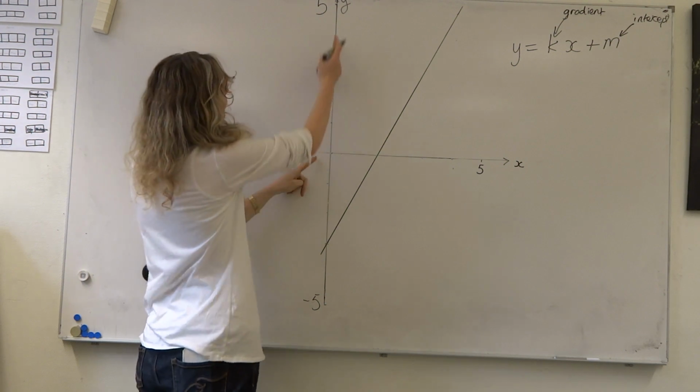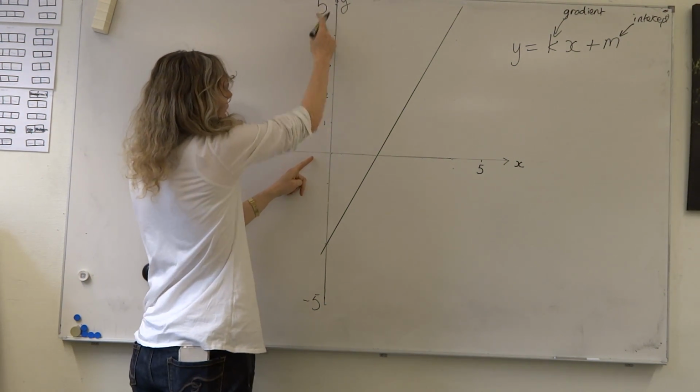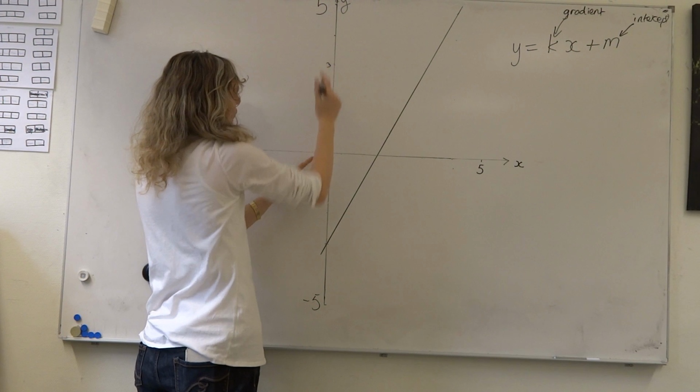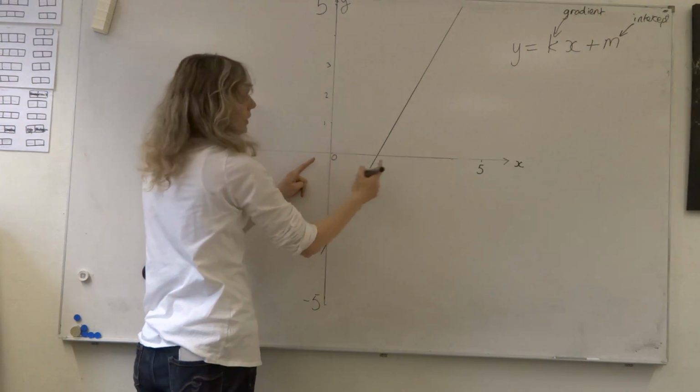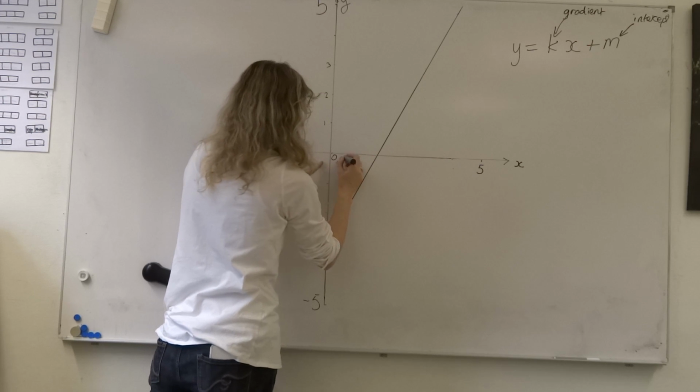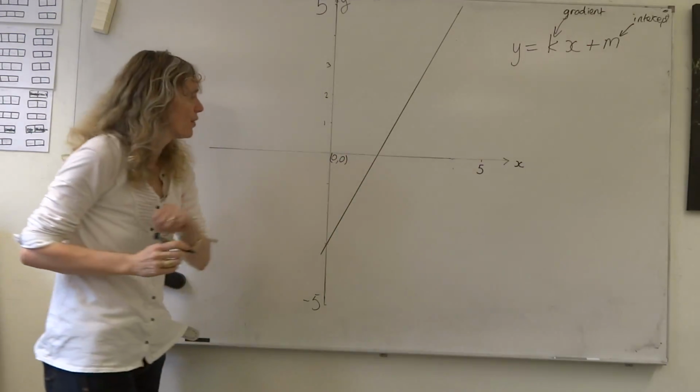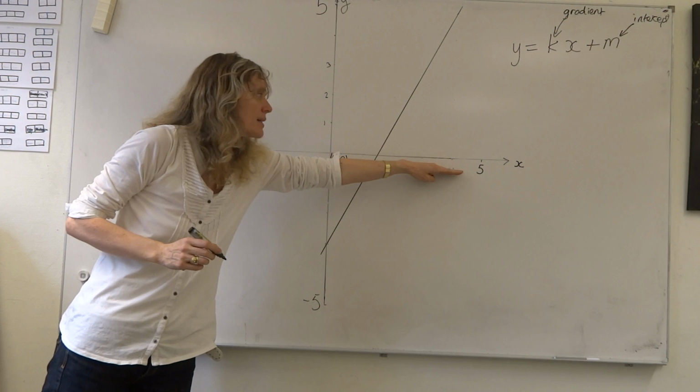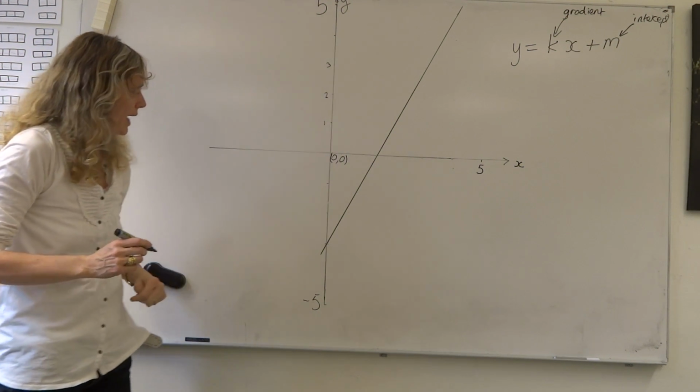Well, we can see that we've got to go up plus 5 here. 1, 2, 3, 4, 5. This must be point 0 here. And 1, 2, 3, 4, 5. This must be point 0 in the x-axis and the y-axis. So 0 in the x-axis, 0 in the y-axis.